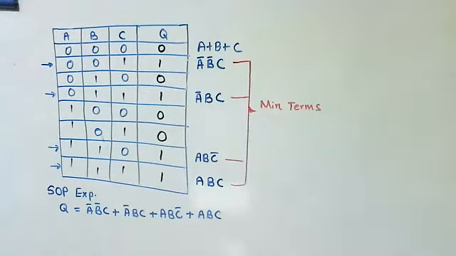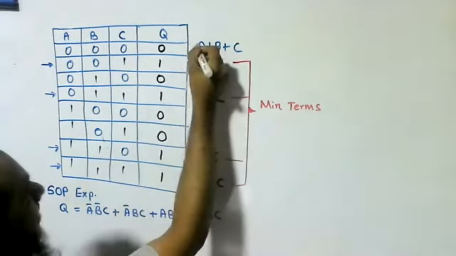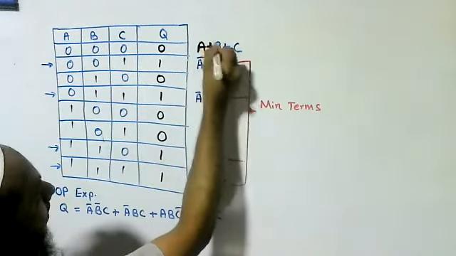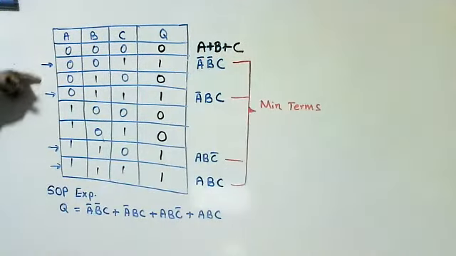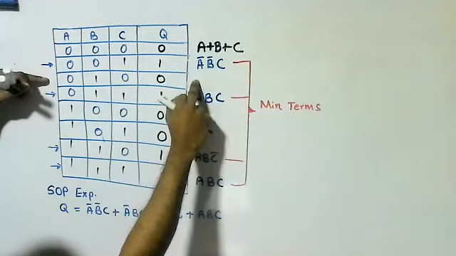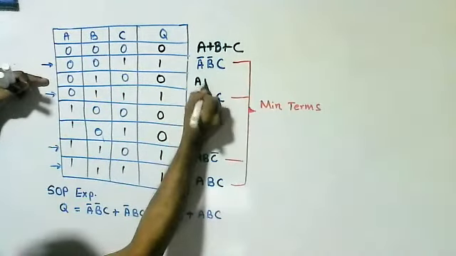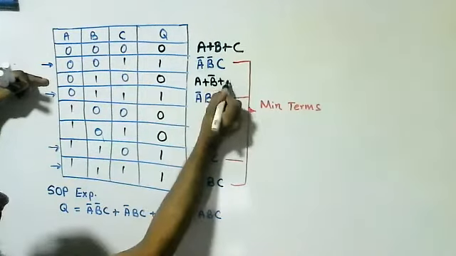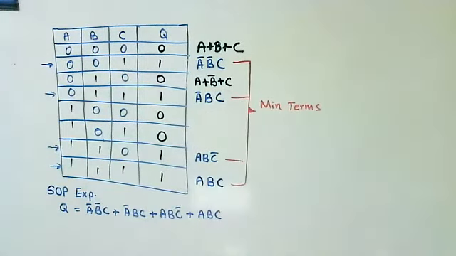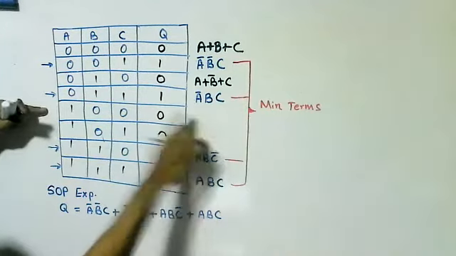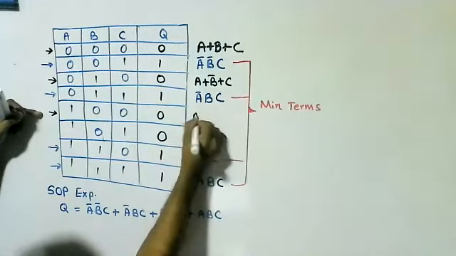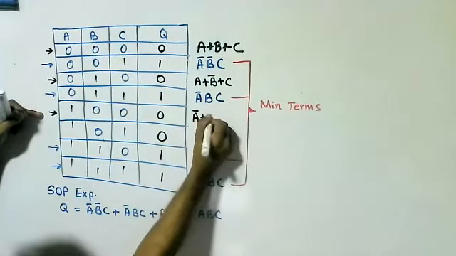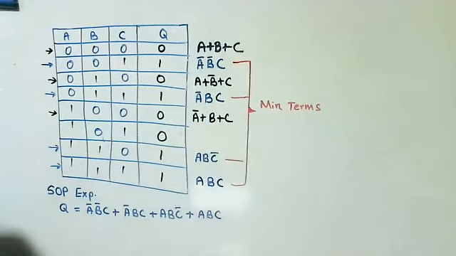Yes, from you, Asma. What is the max term here? A plus B bar plus C. Yeah, good. Shafia, what is the max term here? A bar plus B plus C. Yes, good.